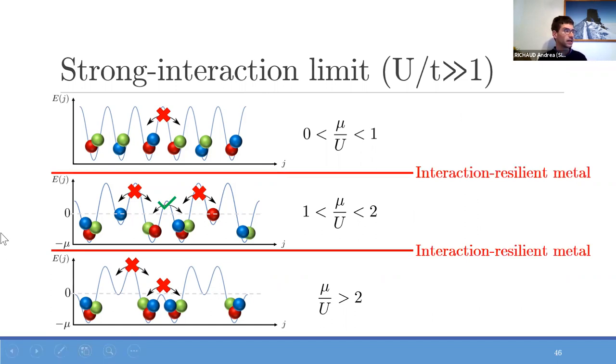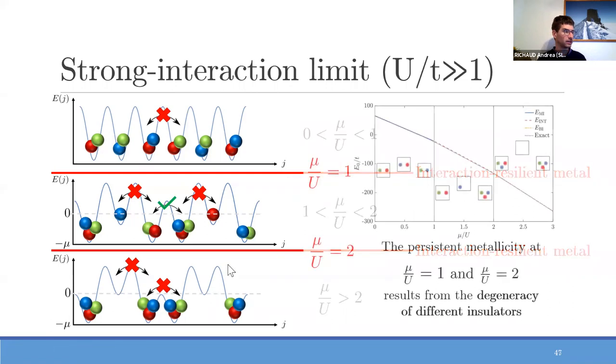So along these red lines, you have interaction resilient metals. When the first configuration is degenerate with the second, or the second is degenerate with the third, everything is allowed and you have the presence of an interaction resilient metal. And if you compute the energy of these configurations, they turn degenerate at mu over U equal to one and at mu over U equal to two.